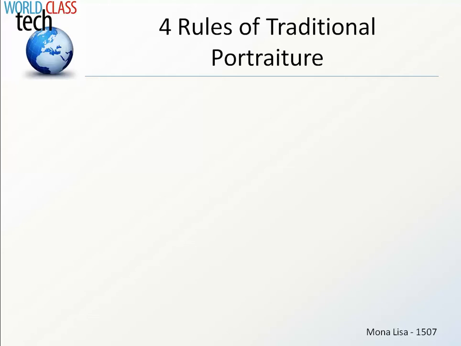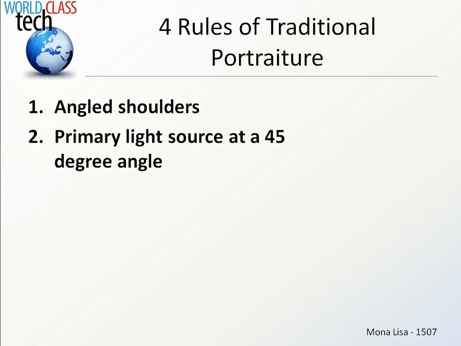Alright, let's take a look now at what we'll call the rules of traditional portraiture. There are 4 rules for traditional portraits. Number 1, when we take a traditional portrait photo, we should usually try to angle the shoulders so that they're not square to the camera, but turned slightly, as you saw in our previous examples. Another rule is that the primary light source should be at an angle towards the face. It shouldn't be directly in front of the person or directly behind them, above or below, but instead coming in towards the subject from an angle of about 45 degrees.